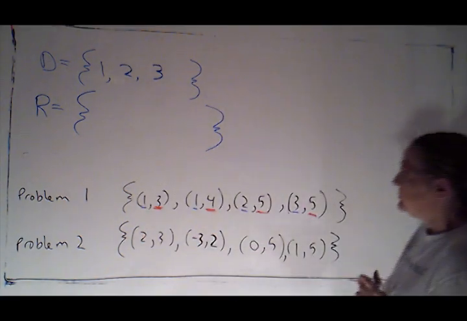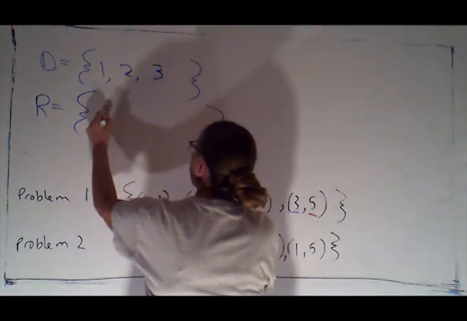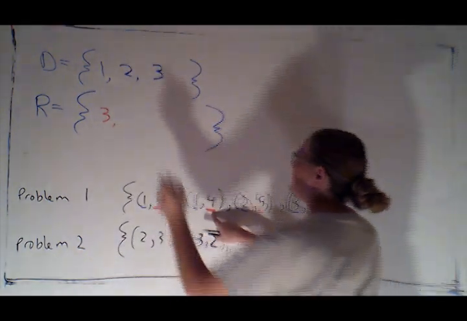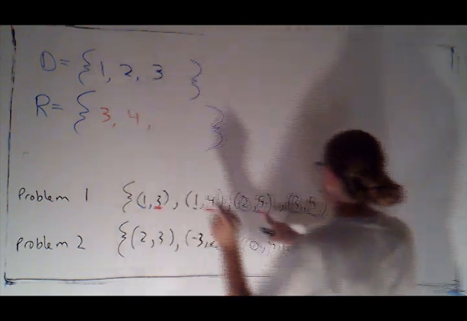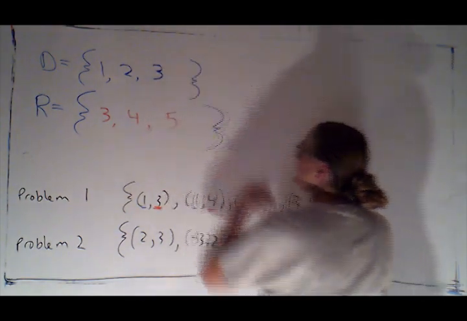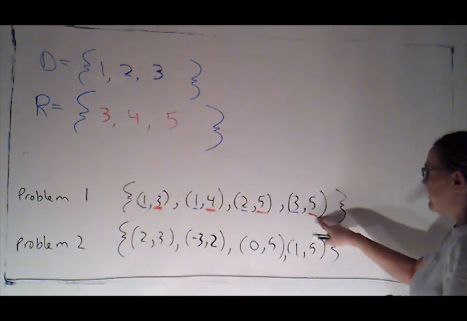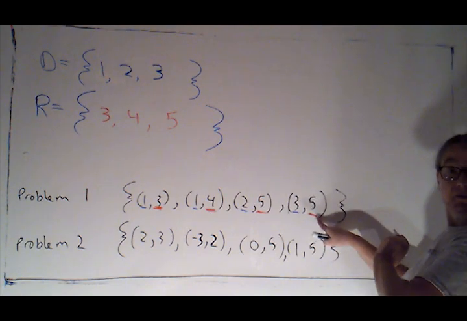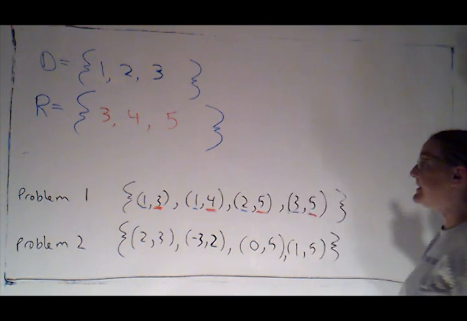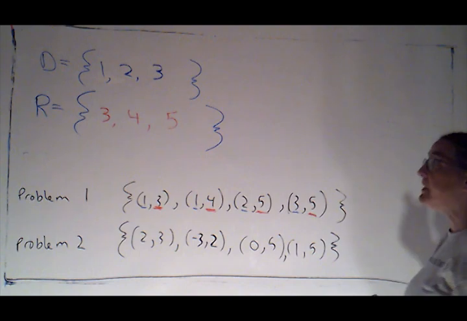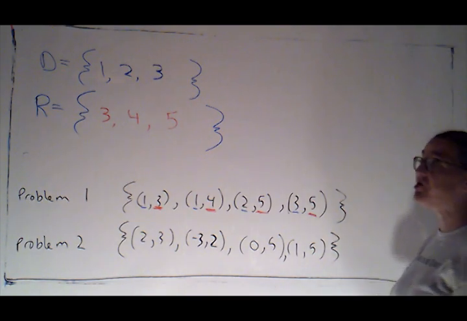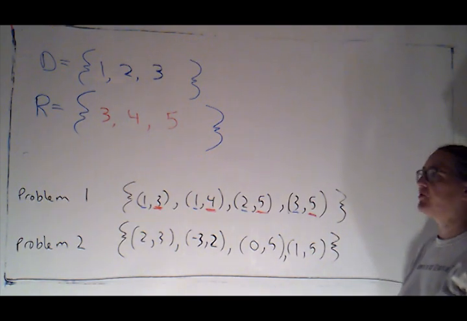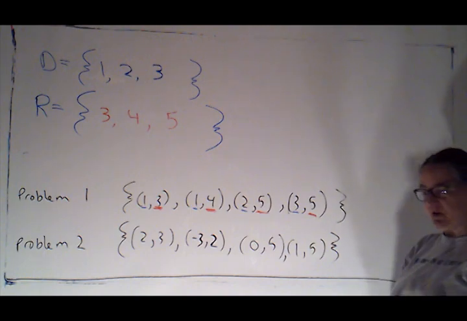Okay. So let's just list them. 3 is one of our y values. So is 4. So is 5. And so is 5, but 5 is already listed. So I don't need to list it a second time. There are only 3 numbers that this relation can give as an output. So that's my domain and range.